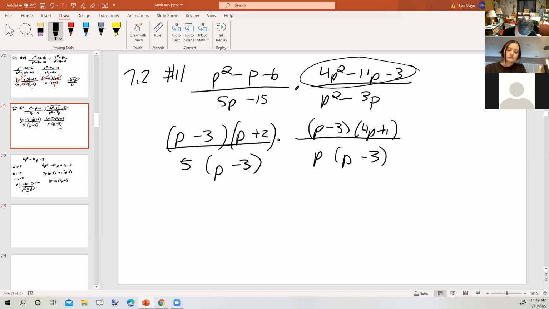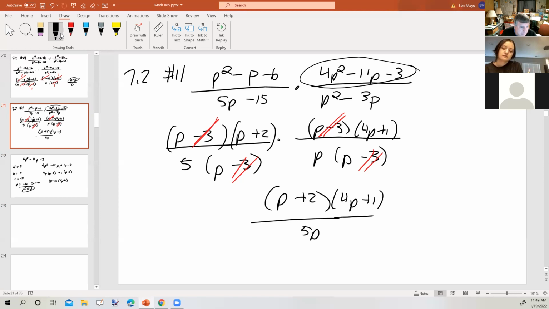Okay, so I can get rid of, oh, I guess they each one has a P minus 3. I could get rid of those two and those two, but I could also have crossed these two out and then those two out, doesn't matter. Let's see, what have I got left? I've got P plus 2 times 4P plus 1 over 5P. And there's your final answer. All righty. We good? Thank you. You betcha.